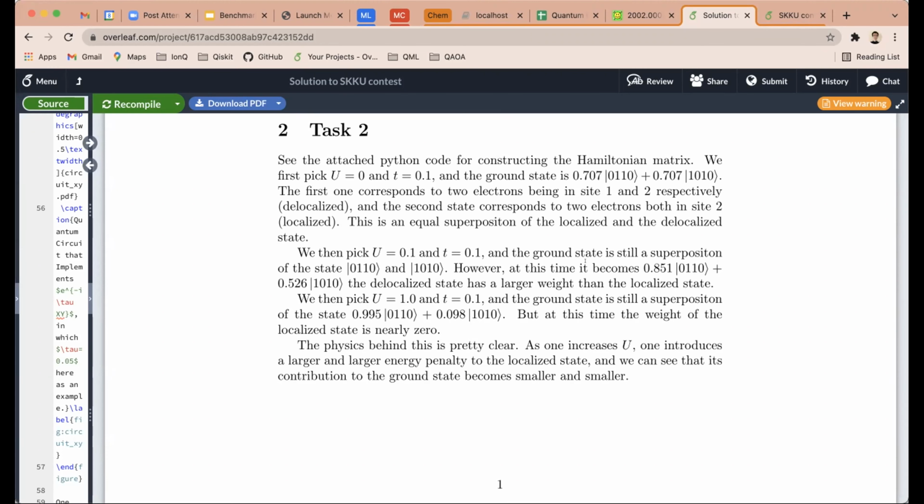However, at this time, the ground state becomes this, and you can see the localized state. The delocalized state has a larger weight than the localized state.